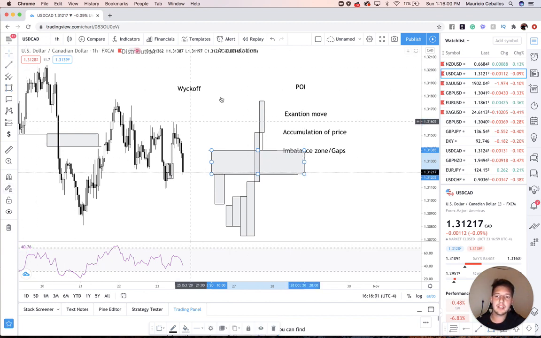And don't worry about this. I'm going to be talking more in depth about imbalance zones and how to identify these gaps in another specific video, so that way you can fully understand and grasp that concept of one of those points of interest. Now, I spoke a little bit about expansion move. I spoke a little bit about imbalance. Now, let me talk to you guys a little bit about accumulation areas and also distribution areas.